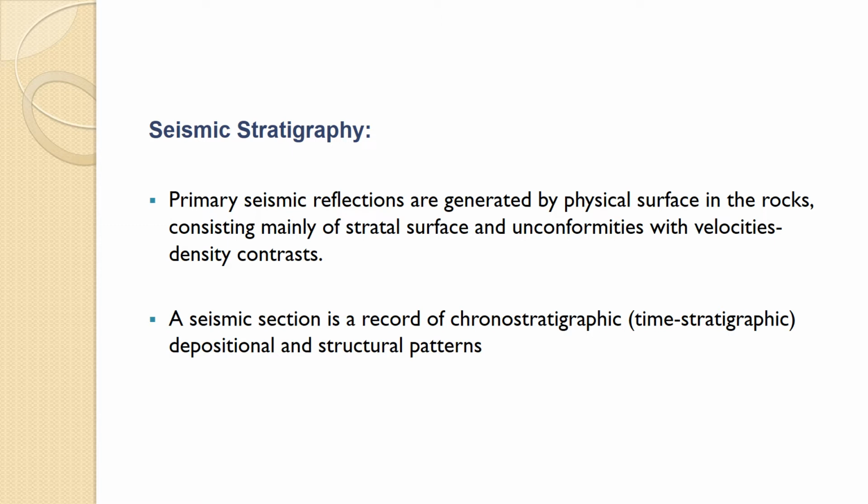And the seismic reflections are generated by physical surfaces in the rock. All of us know what it means, physical surface in rock, like, of course, strata surface, like unconformities, like velocity density contrasts. The velocity density contrast creates those kinds of reflections. If you have a high density velocity contrast, you will have very good signals or reflections coming back from down.